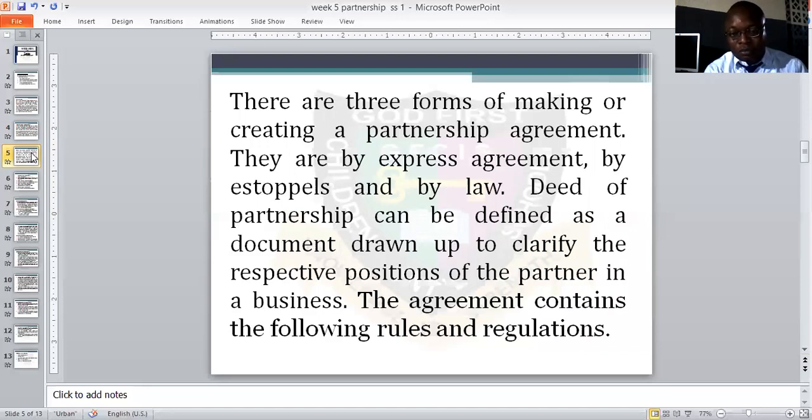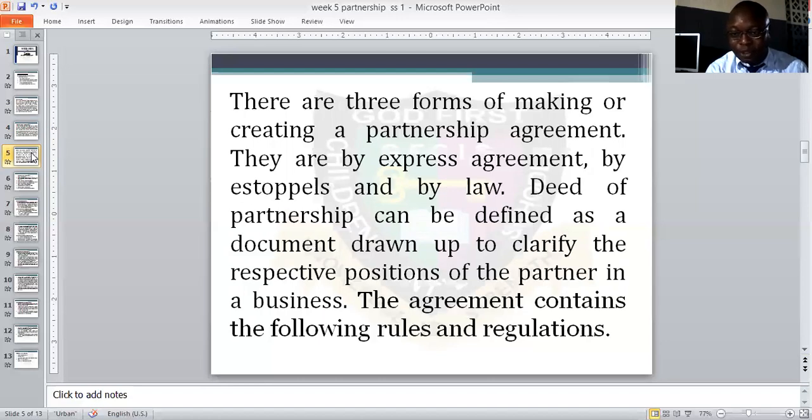Some can just make an ordinary agreement. It may be through the court of law. So it's possible that they can do that. Let us look at the definition of a partnership agreement. It can be defined as a document. So by the time they are making this agreement, there must be a document. Don't just make an agreement verbally. A verbal agreement is not a concrete one.